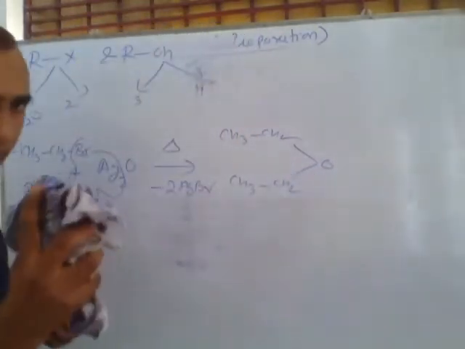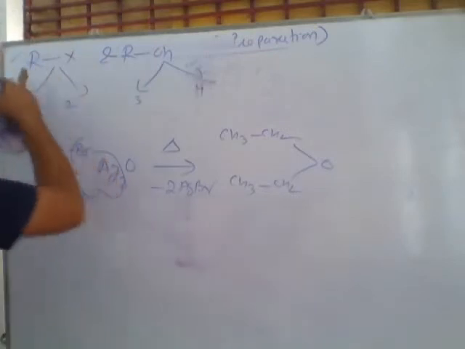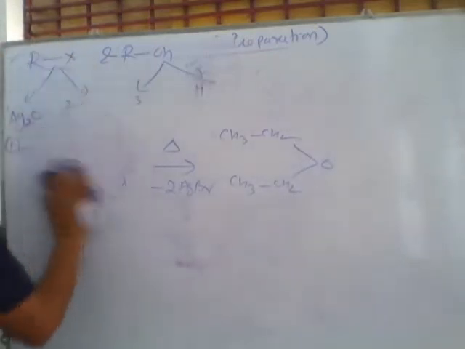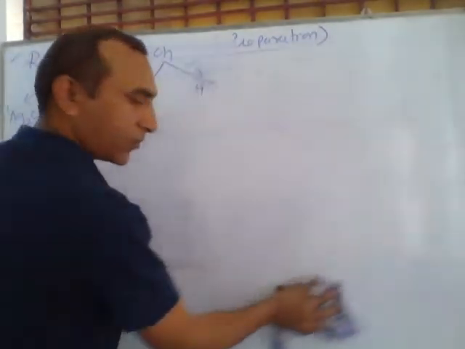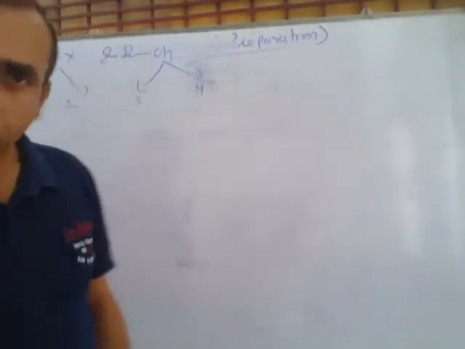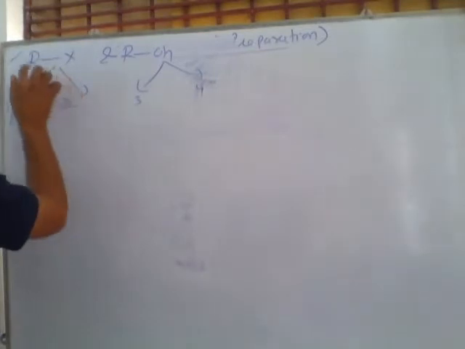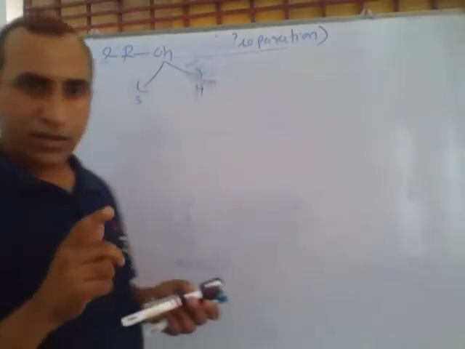So the first method is complete. If we treat two molecules of RX, an alkyl halide, with silver oxide on heating, ethers are formed.